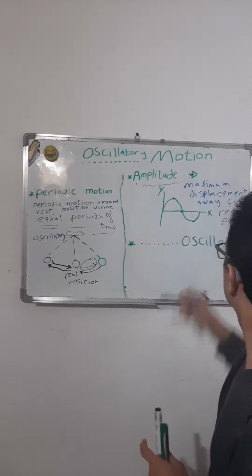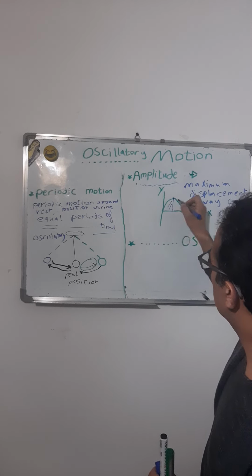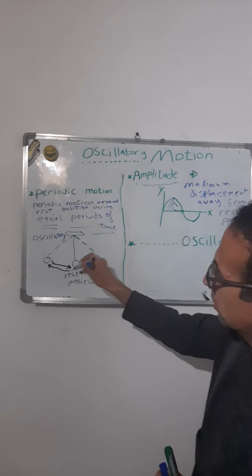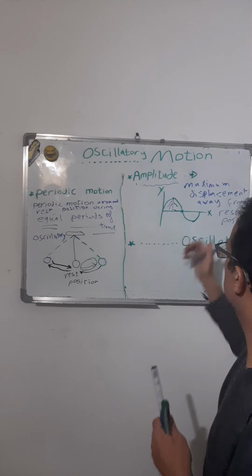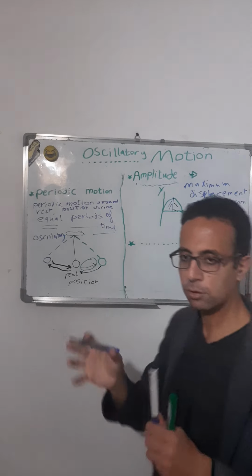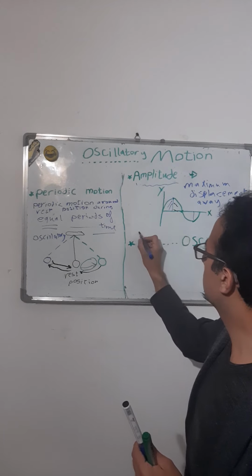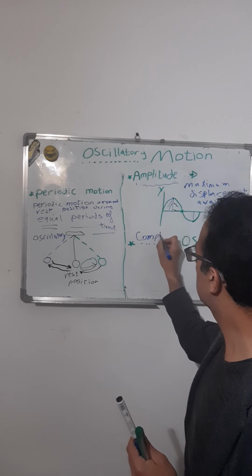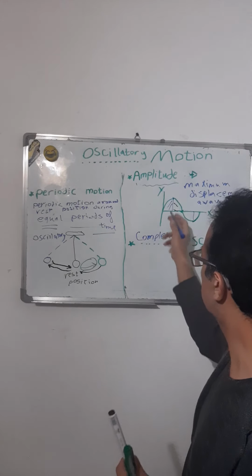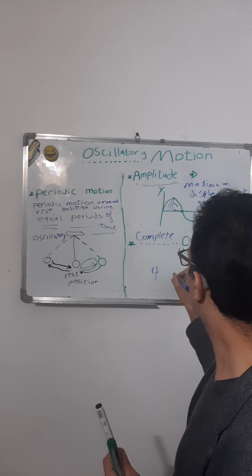Okay, this is 4 amplitudes. As you see now, we can suggest that these are 4 amplitudes, right? Right, rest, left, rest. The 4 amplitudes together make something that is called, we will explain next time, a complete oscillation. And the rule of a complete oscillation, simply from the diagram, is that a complete oscillation equals 4 amplitudes.